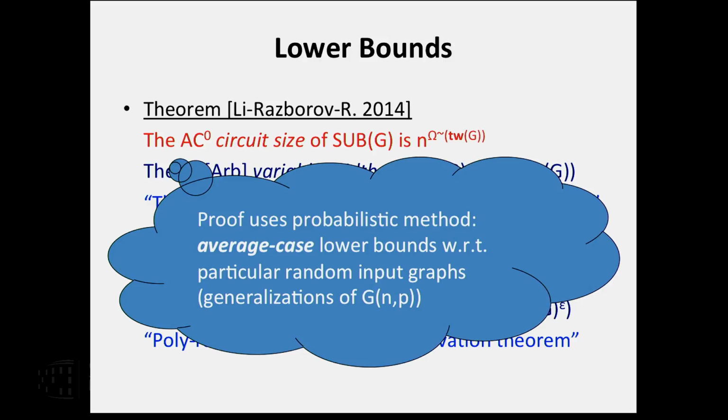Okay, in the rest of this talk, I'll say something about the proofs of both of these results. Let me start with how we prove this result here. The proof uses a probabilistic method. What we really show are average case lower bounds with respect to particular input distributions, particular random input graphs, which are generalizations of the Erdős-Rényi random graph. I won't say too much about the actual proof technique, but I want to tell you what the hard on average input distributions look like and how they're related to the tree width.